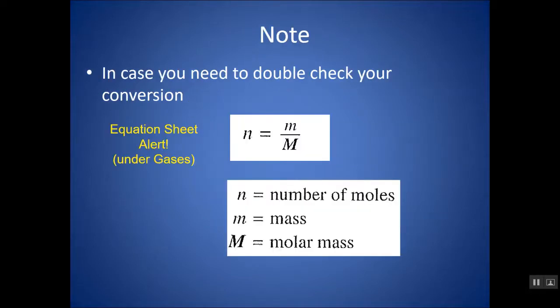In case you need to double check your conversion, on the AP equation sheet you do have this equation written, where n is the number of moles, m is the mass, and capital M is the molar mass, in case you forget how to do this. But it's just much easier to do this with dimensional analysis rather than plugging into an actual equation like this. This is under gases in your equation sheet.